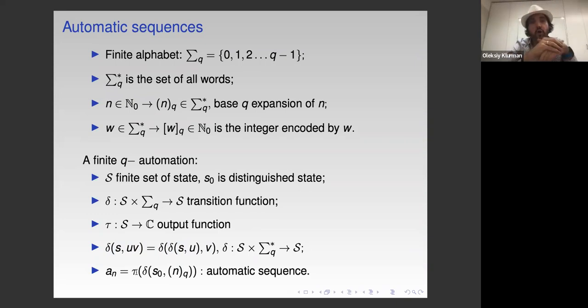So if you got it, you got it. If you didn't get it, it's okay. It took me a while actually to understand it as well. But really the question that I will be concerned about today is the following.